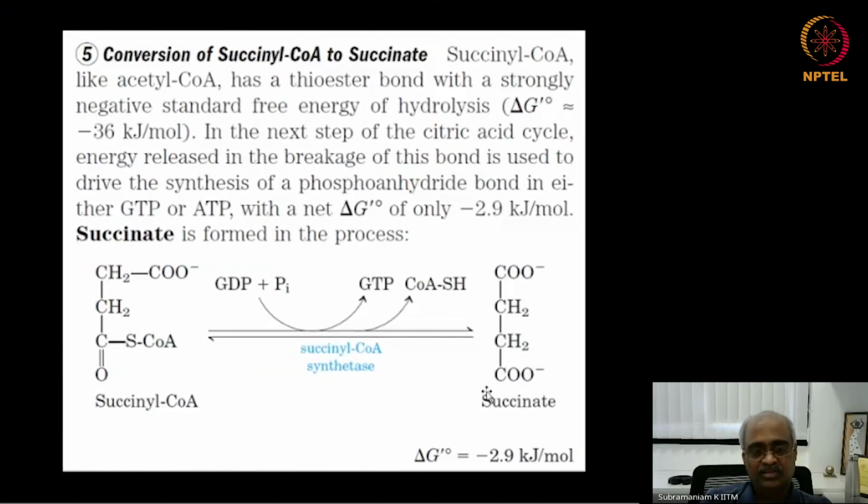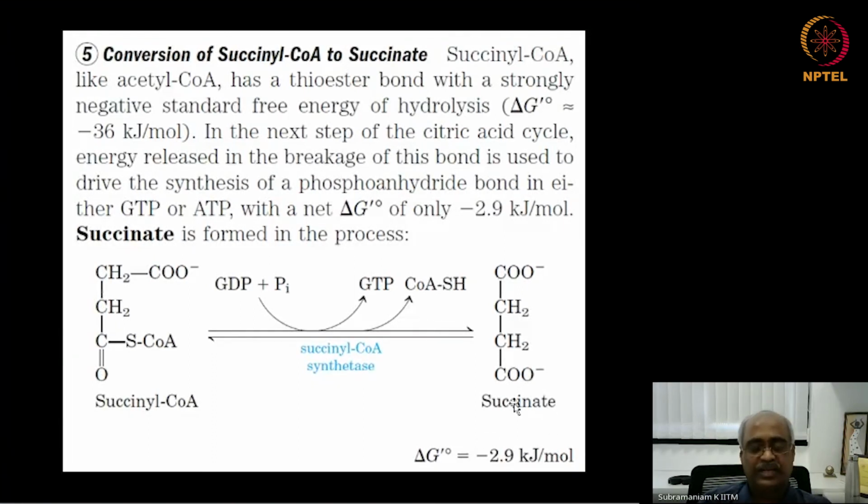And the next one is a substrate level phosphorylation, where the high energy stored in the thioester is used for making an anhydride between the inorganic phosphate and the phosphoric acid that is part of GDP in this enzyme, but depending on which enzyme is used, it can be ATP, ADP as well. So here GDP is converted into GTP and coenzyme A is released. And in the process, succinyl-CoA becomes succinate. Okay. So this is the fifth step.